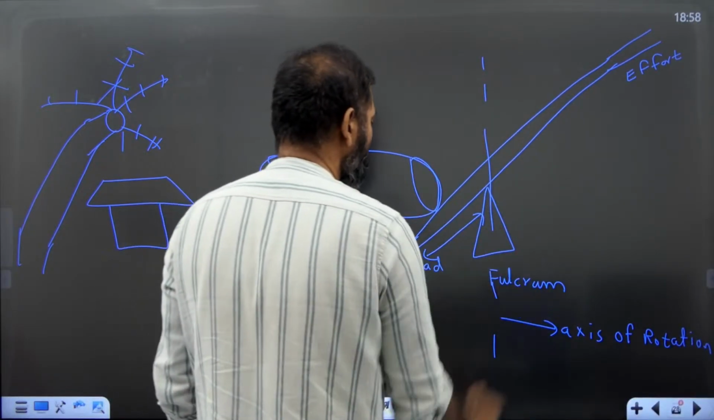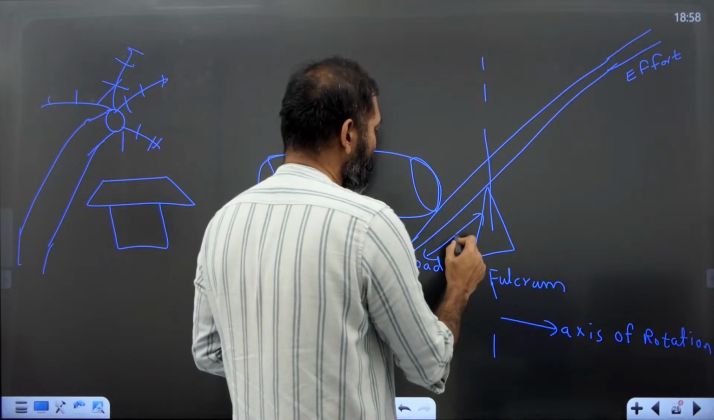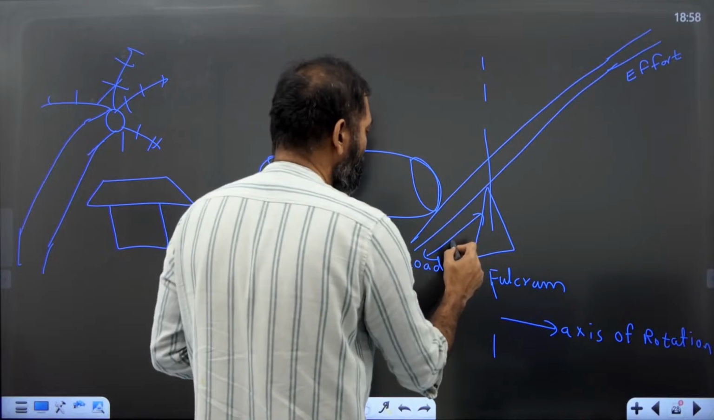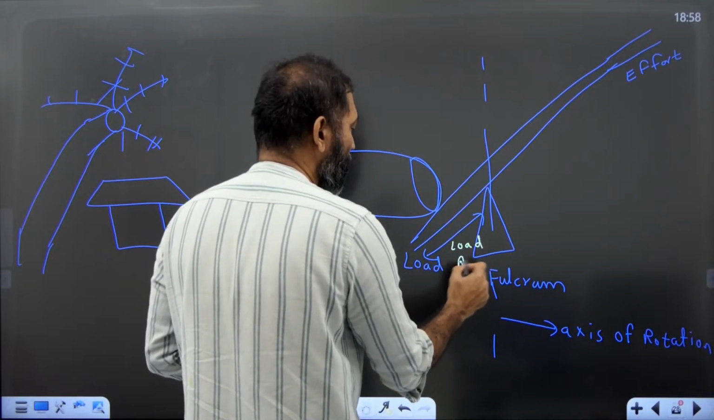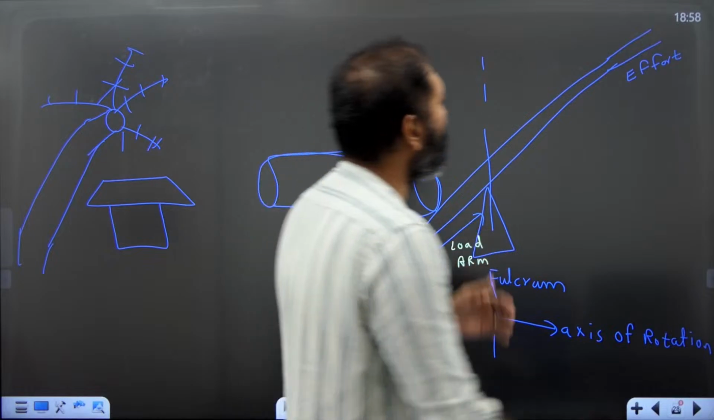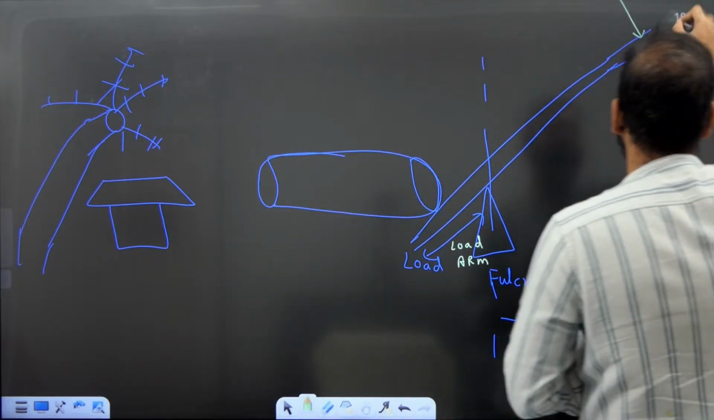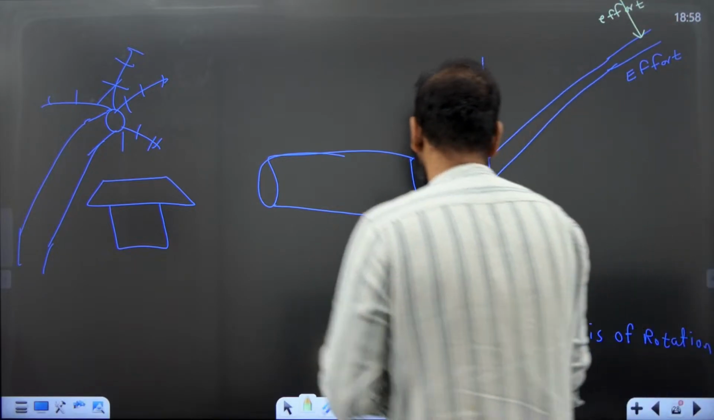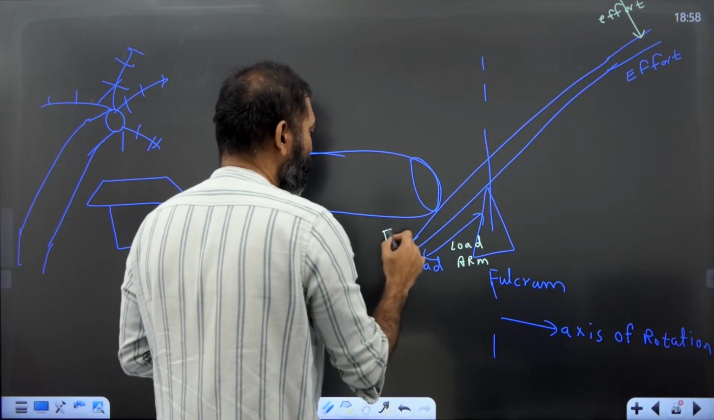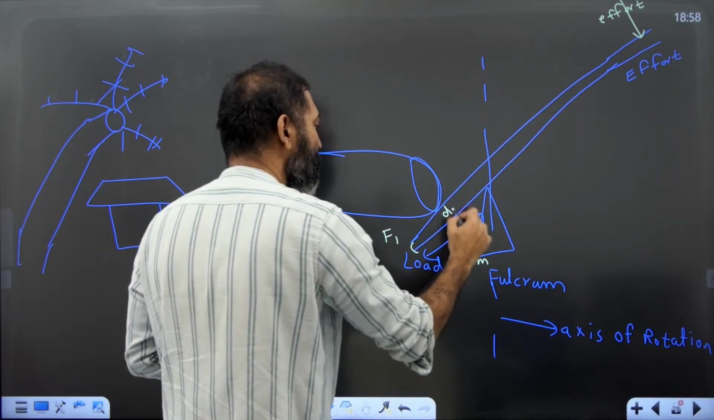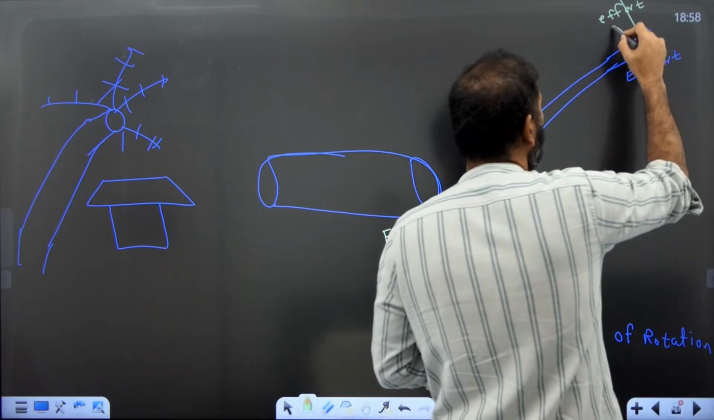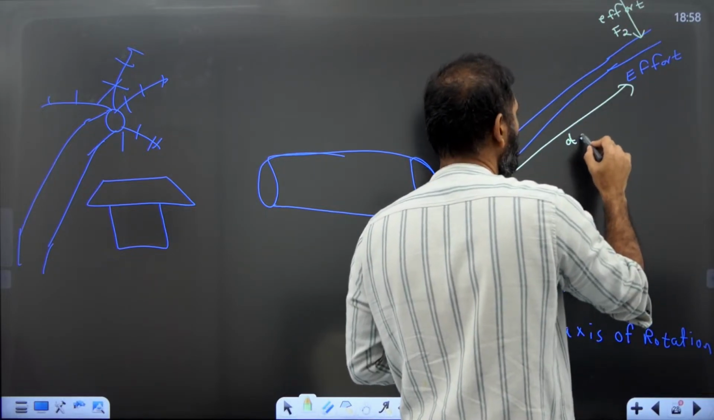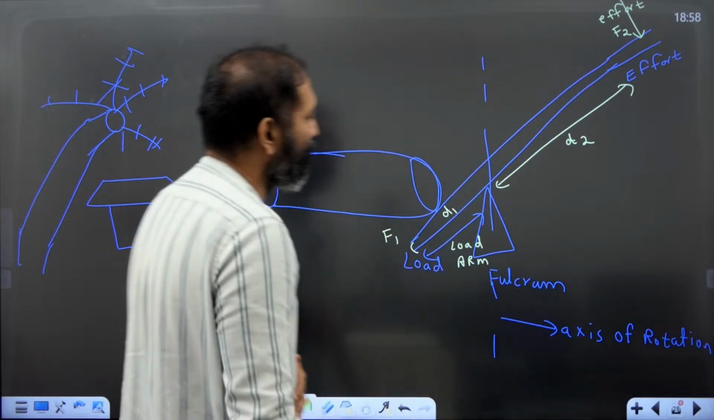So let's see. This is the load and this distance is what? D1. Or not D1, I should call it the load arm. I am supposed to apply the effort here. So this is the effort. When you compare with the previous figure, this load is F1 and this distance is D1, and the effort is F2 and this distance is D2.